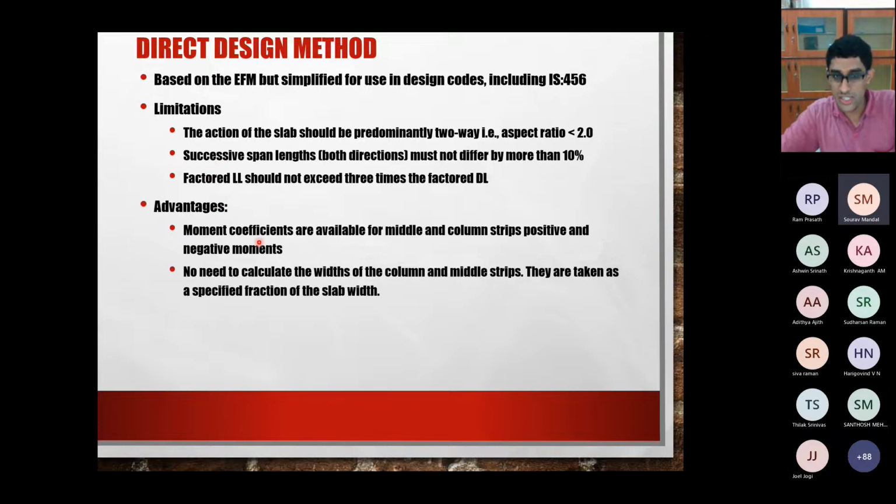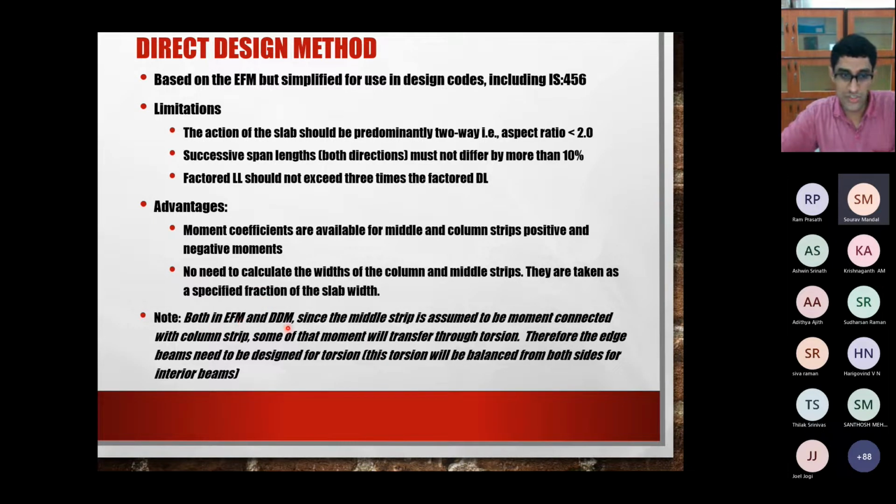So those are the limitations. The advantages are you have very simple moment coefficients which can be used separately for the middle strip and the column strip. And there is no need to calculate the width of the column and middle strips. They are taken as a specified fraction of the slab width, like L by 4 for the column strip, and the remaining is L by 8 and L by 8. We add up L by 4, and the middle strip is 3L by 4, which you already saw. So you can just use those constant fractions. If you are using the equivalent frame method, then you will have to do an analysis and then decide how much to take for the column strip and middle strip width. Here you do not have that problem. You can just take it as a specified fraction.